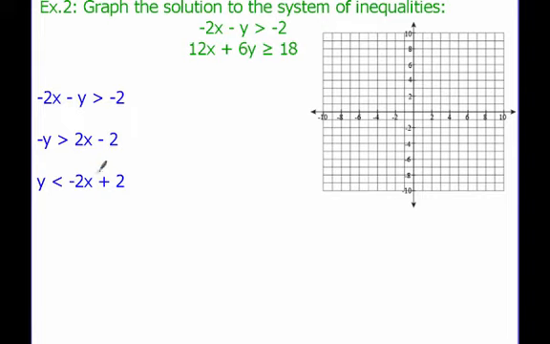All right, so this is it in slope-intercept form. I can now plot my points. I know my y-intercept is here at 2. Nope, I don't want it to be purple, I want it to be blue. My y-intercept is at 2. My slope is negative 2, so that's down 2 over 1, or up 2 left 1.